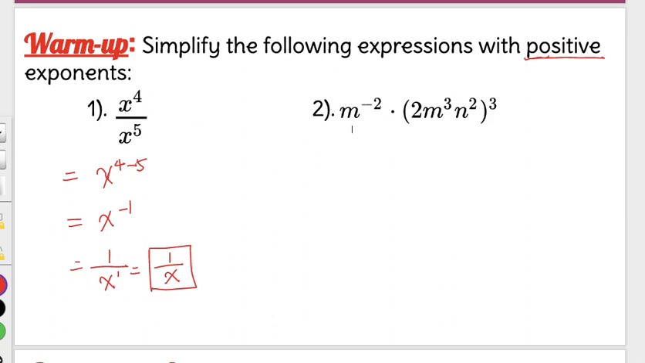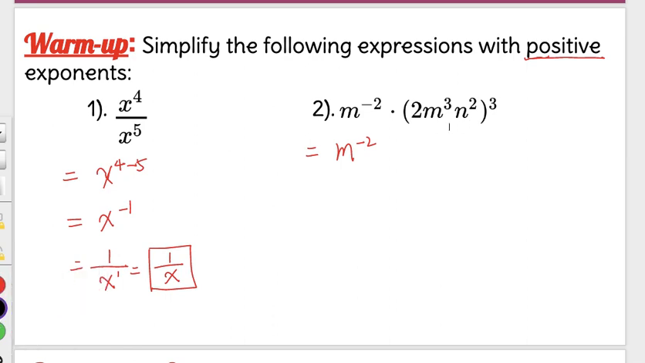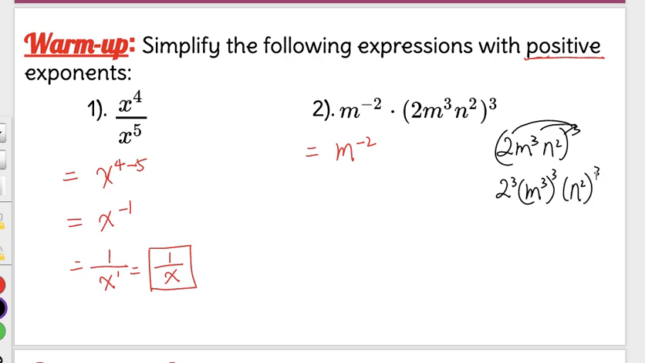So the second one, we have multiple parts, and this one is the whole thing. So we're going to do some side work on this one to figure out what the answer is. So 2m third n squared to the third power. Since we have multiple pieces inside the parentheses to the third power, I distribute the 3 to every single part, which is 2 to the third power, m3 to the third power, and n squared to the third power.